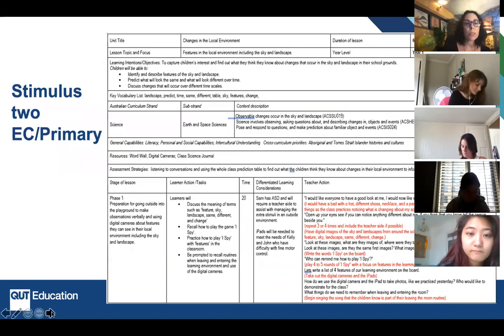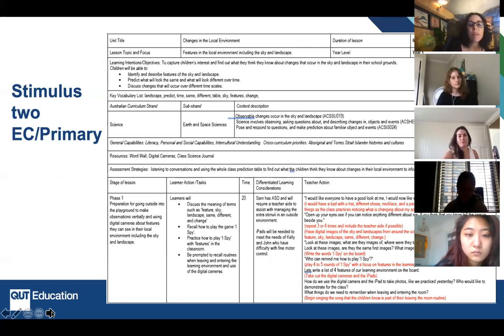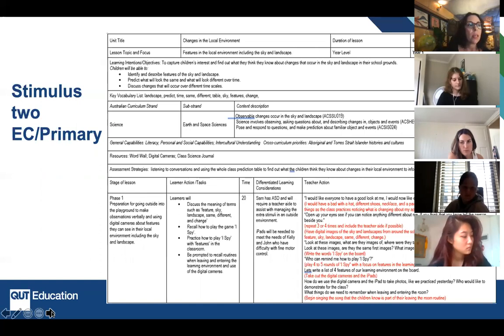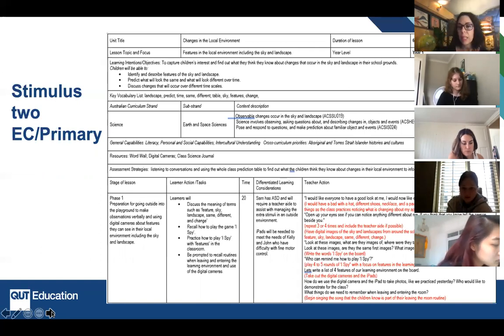So the next one was back to our early childhood and primary, and here we have a lesson plan. So this was a pre-service teacher in a year 1 placement. Again, if you're watching the recording, pause now and have a good look at the lesson plan, noting down as many practices and purposeful actions as were outlined by the teacher. So this is a very detailed and considered plan.